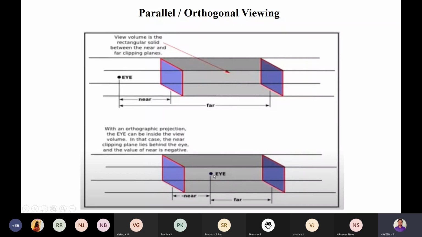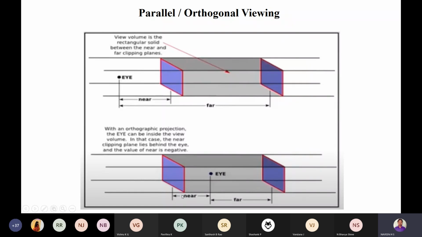But in the second case, you can assume that you will be at the center, moving inside that volume, inside that projection plane. So your eye is outside here, inside here. With an orthographic projection, the eye can be inside the view volume. In that case, the near clipping plane lies behind the eye and the value of the near is negative, because you have already gone some distance from outside to the inside. So then you are just far away from near.